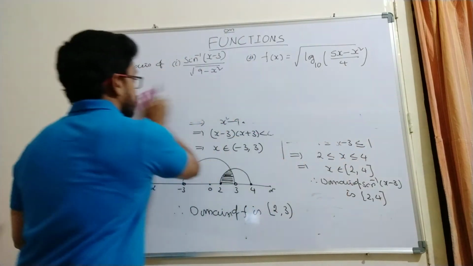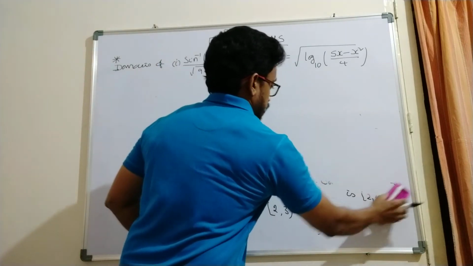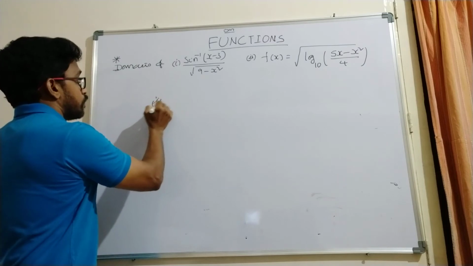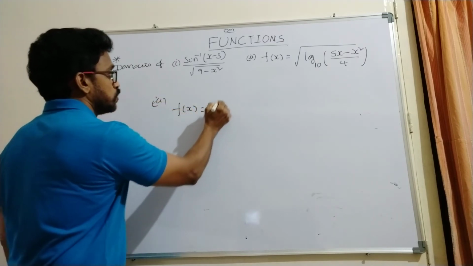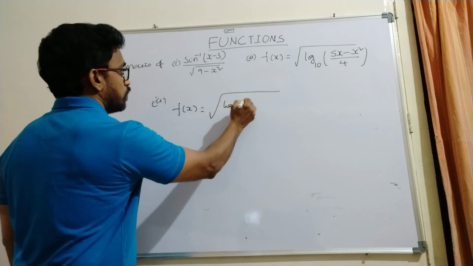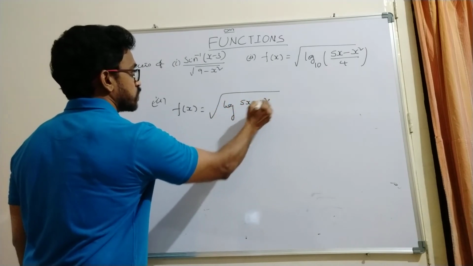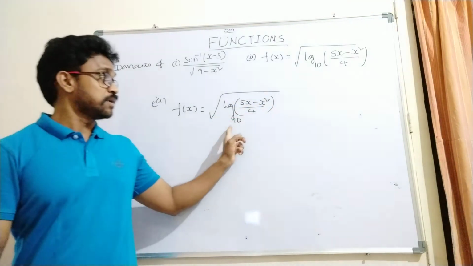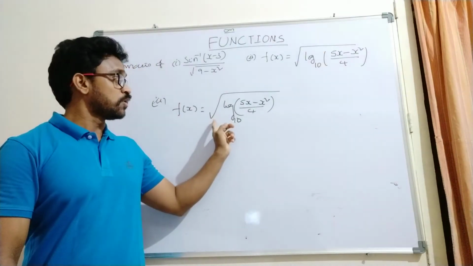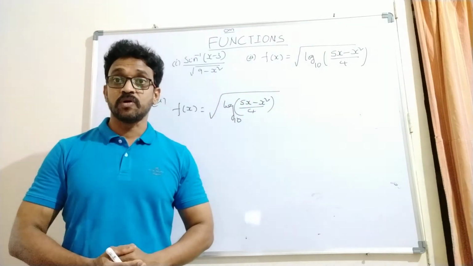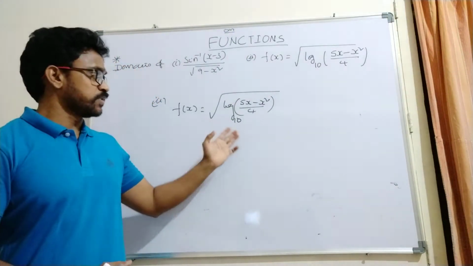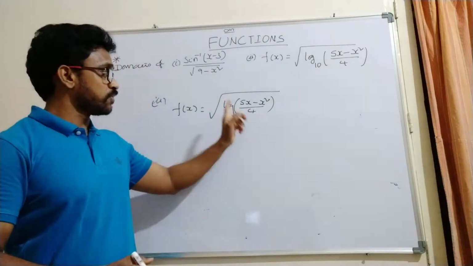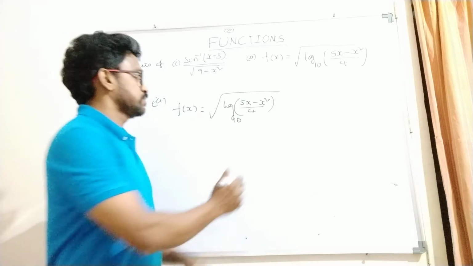Now we observe the second one. f of x is equal to root over log of (5x minus x square) by 4 to the base 10. That means this function is of the form root over f of x. So root over f of x is defined when f of x is non-negative, that is, greater than or equal to 0. That's our primary observation.